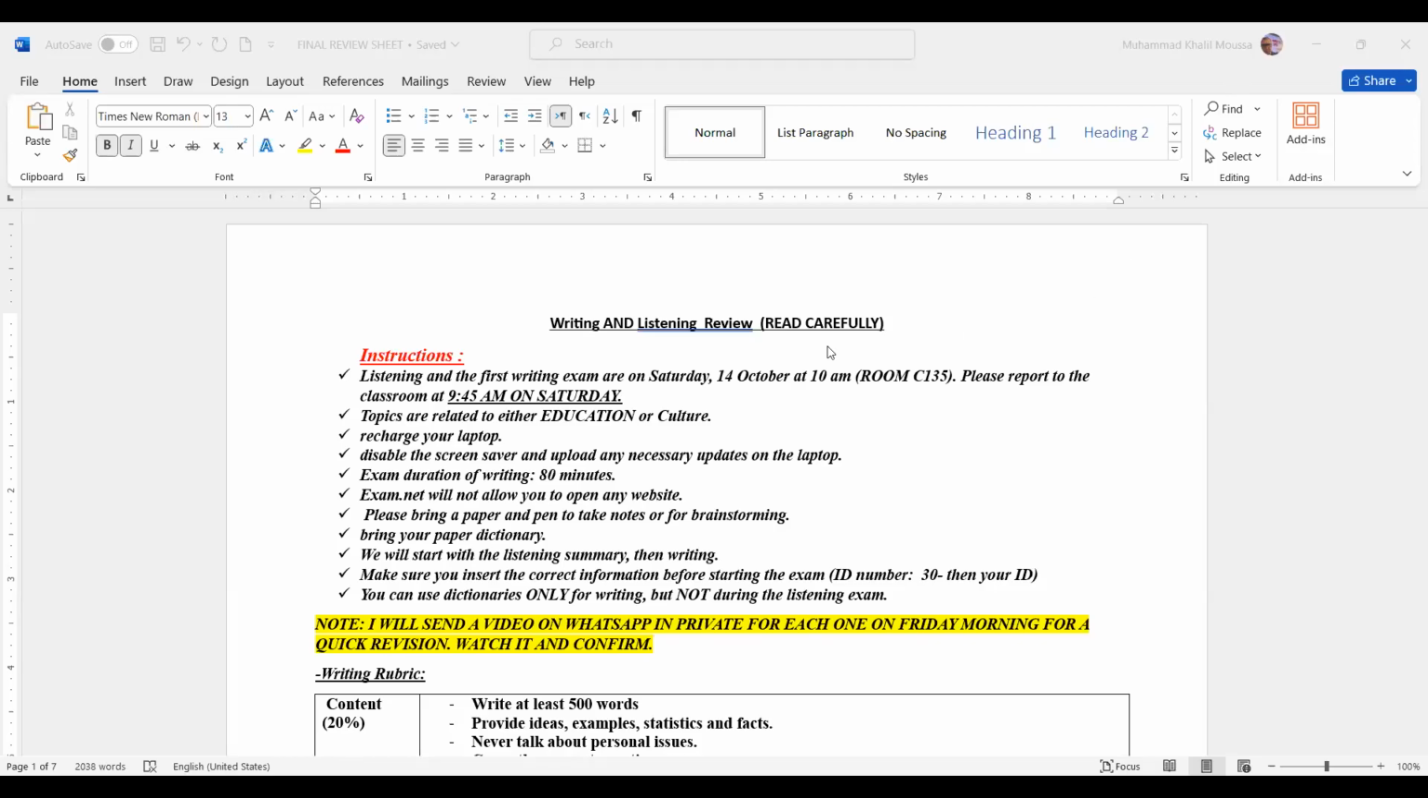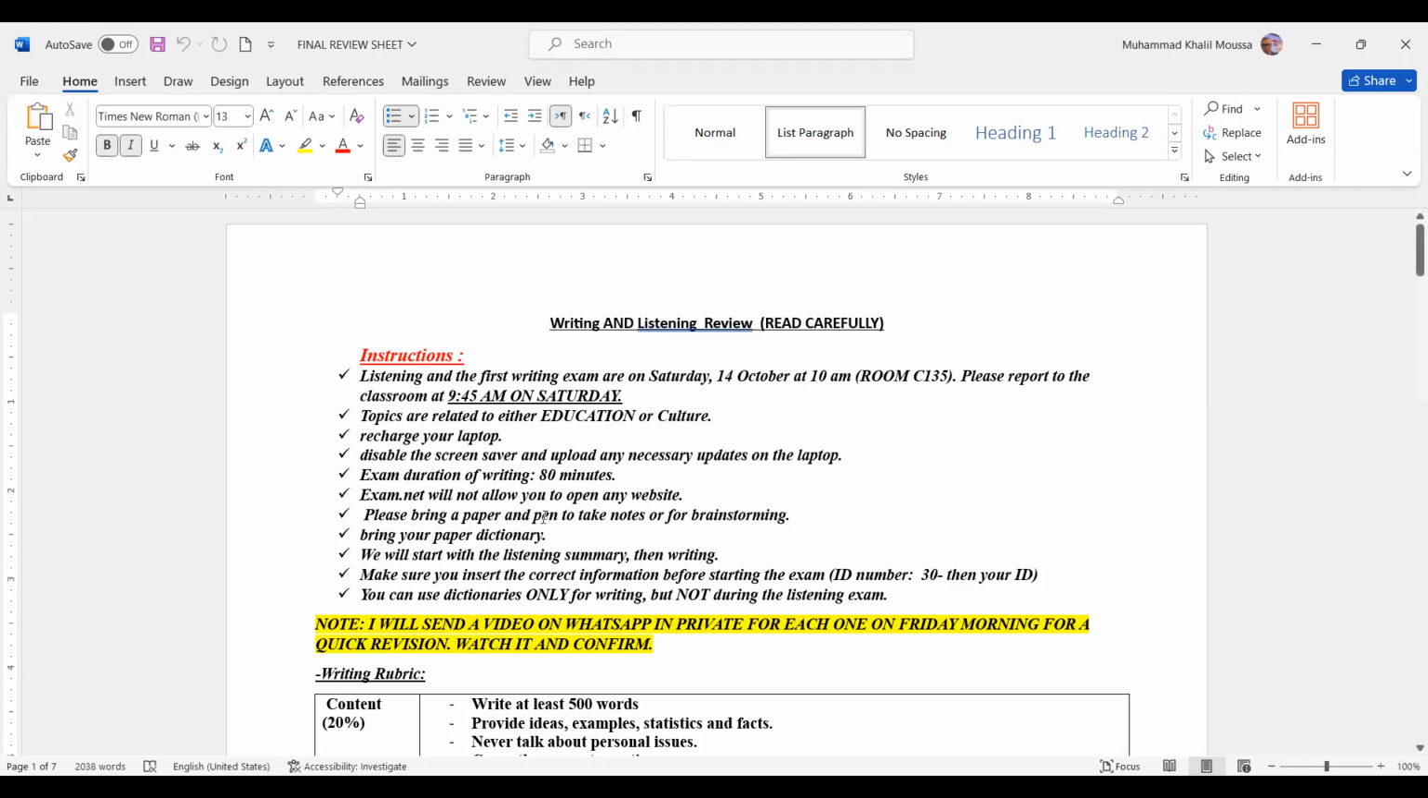I just want to remind you that we have an exam tomorrow, Saturday, at 10 a.m. So please report to the classroom at quarter to 10 a.m. on Saturday tomorrow. And the classroom is C135, which is simply across from the lobby. Just take the stairs, go up to the first floor, and you will find C135.